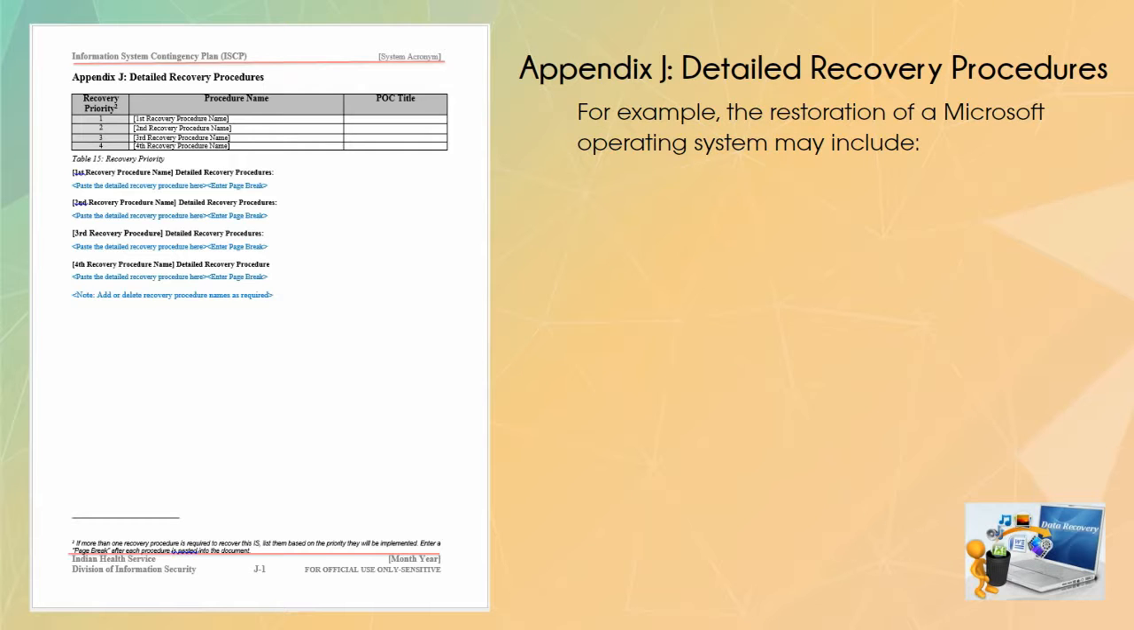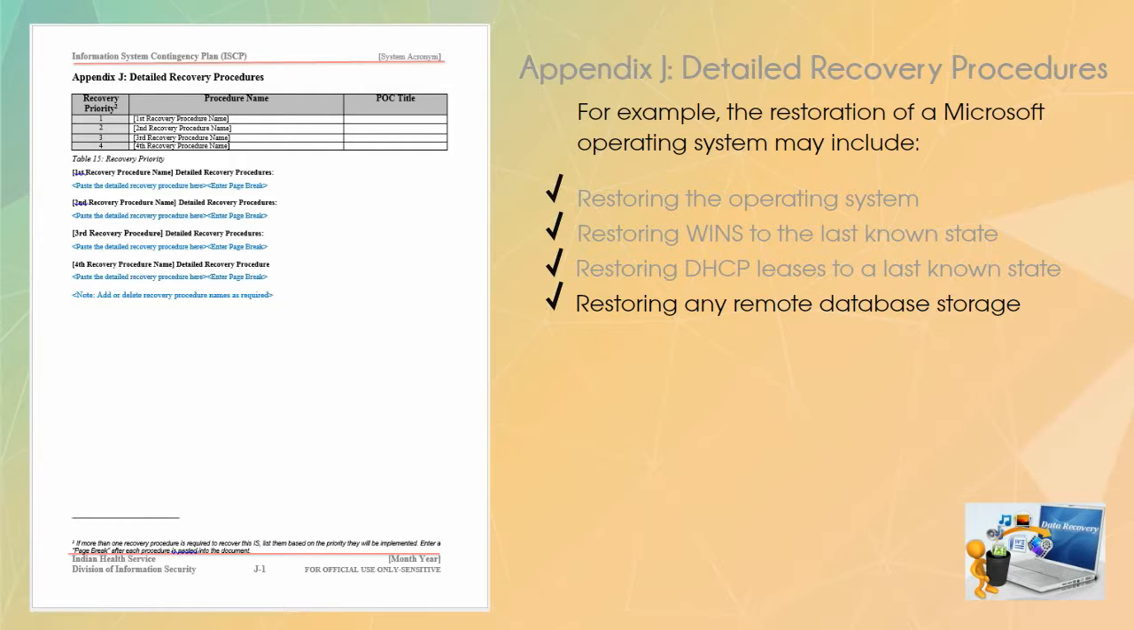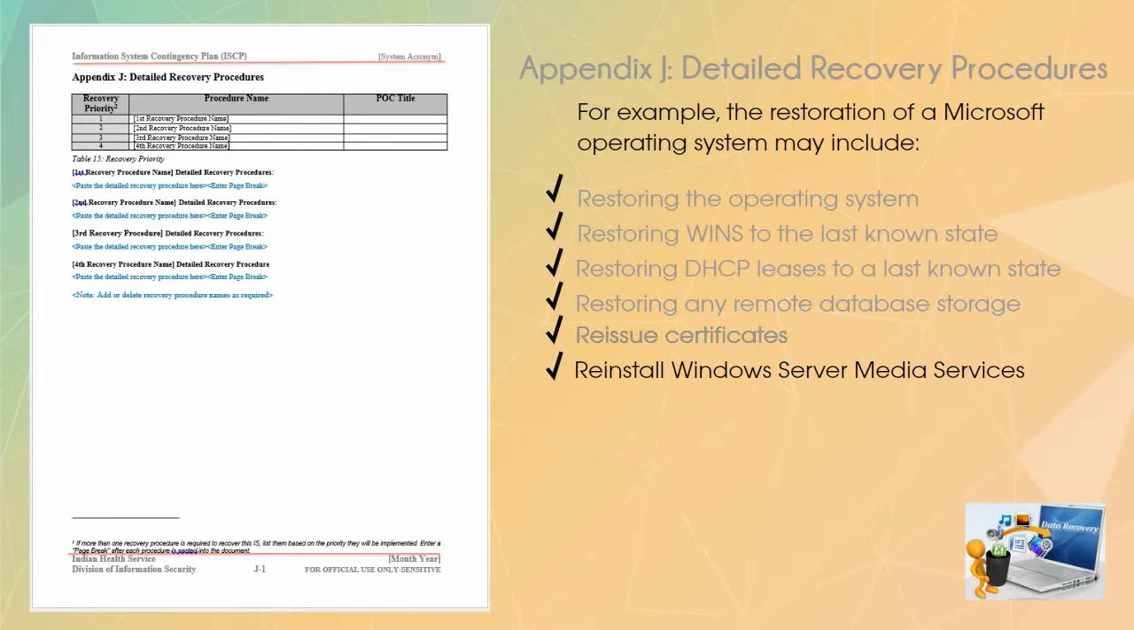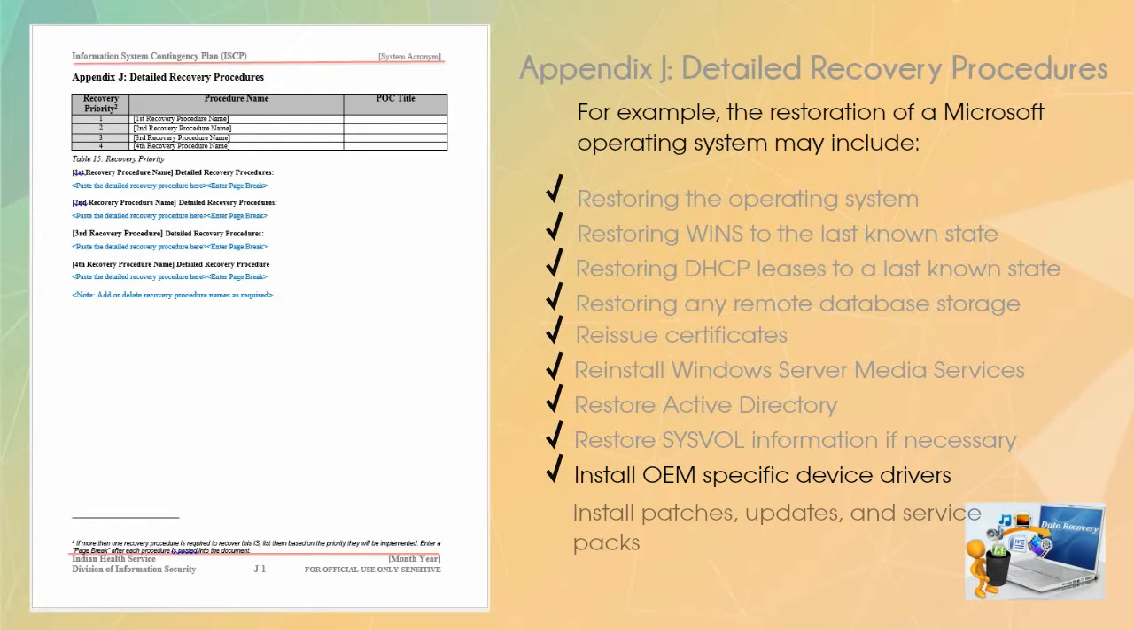For example, the restoration of a Microsoft operating system may include restoring the operating system, restoring WINS to the last known state, restoring DHCP leases to the last known state, restoring any remote database storage, reissue certificates, reinstall Windows Server Media Services, restore Active Directory, restore sysvol information if necessary, install OEM-specific device drivers, and install patches, updates, and service packs.